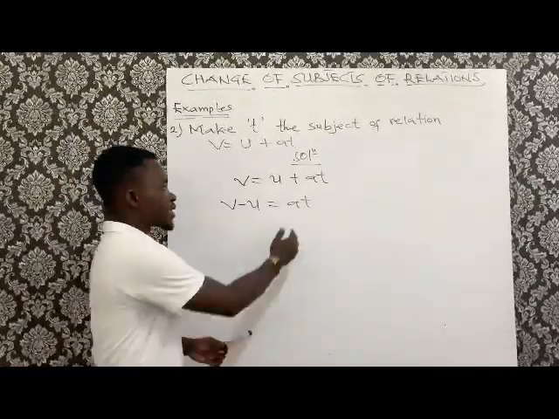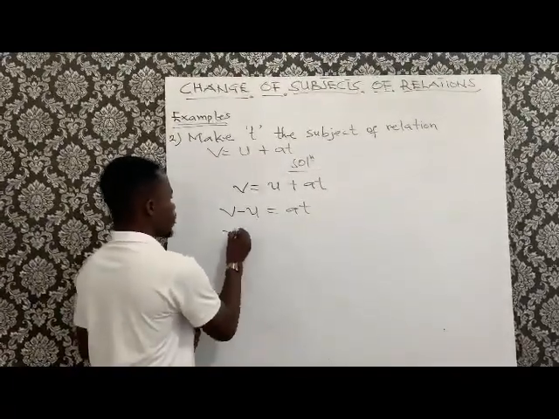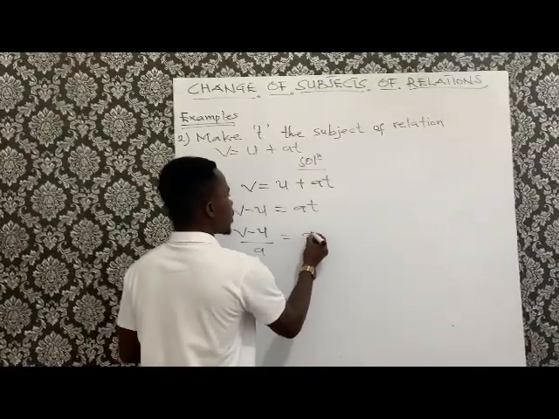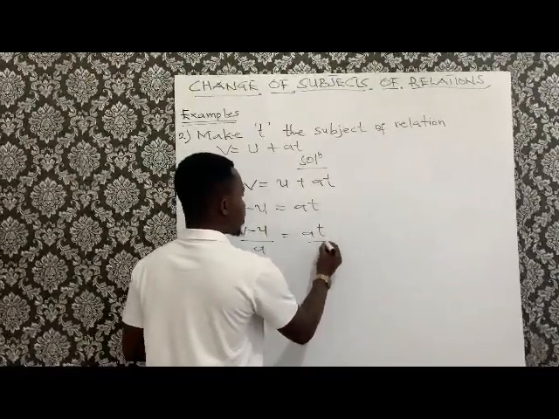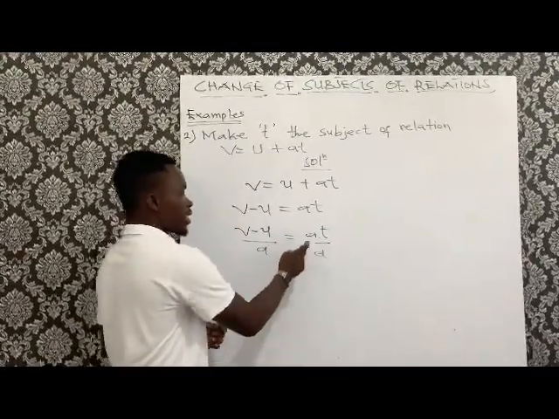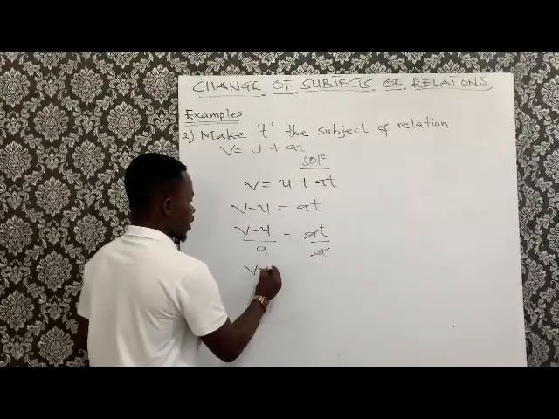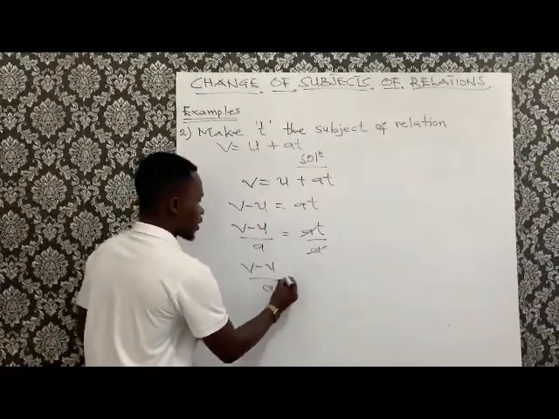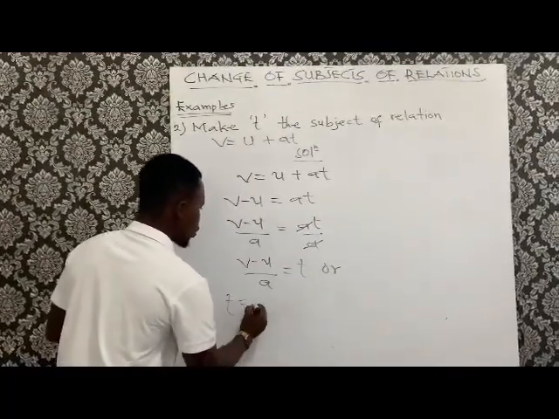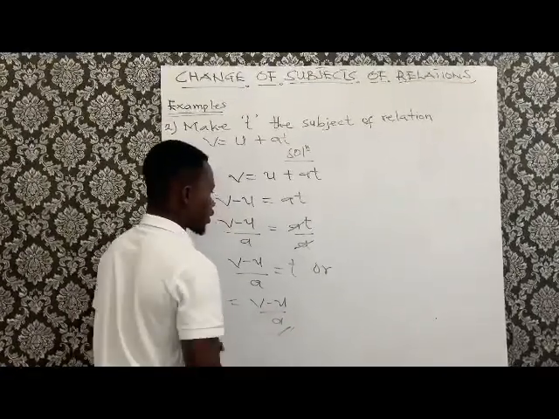Now since we have to make t the subject, we divide both sides by a. So we have v minus u divided by a equals at divided by a. There's a here, there's a here, so this a cancels this a. And we have v minus u over a equals t, or t equals v minus u over a. This becomes our final answer.